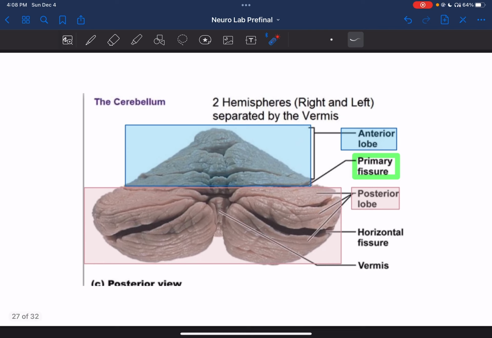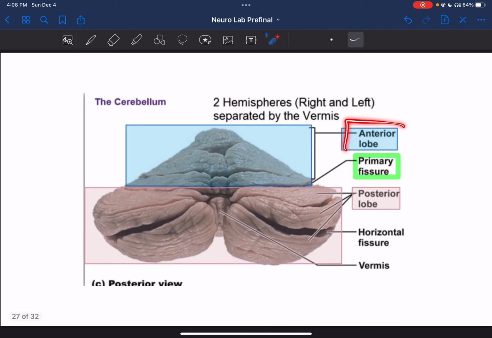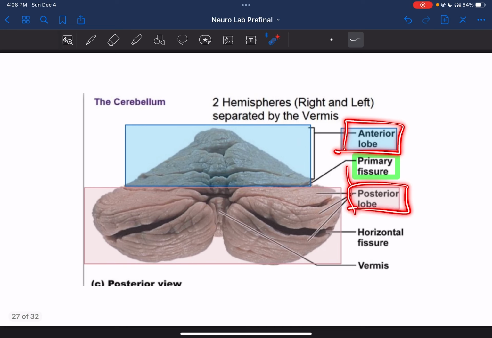Now another diagram to reinforce things again and again. The anterior lobe is divided from the posterior lobe by the primary fissure. Whereas remember, the horizontal fissure divides the superior semilunar lobe of the posterior lobe from the inferior semilunar lobe of the posterior lobe. That is a function of your horizontal fissure.